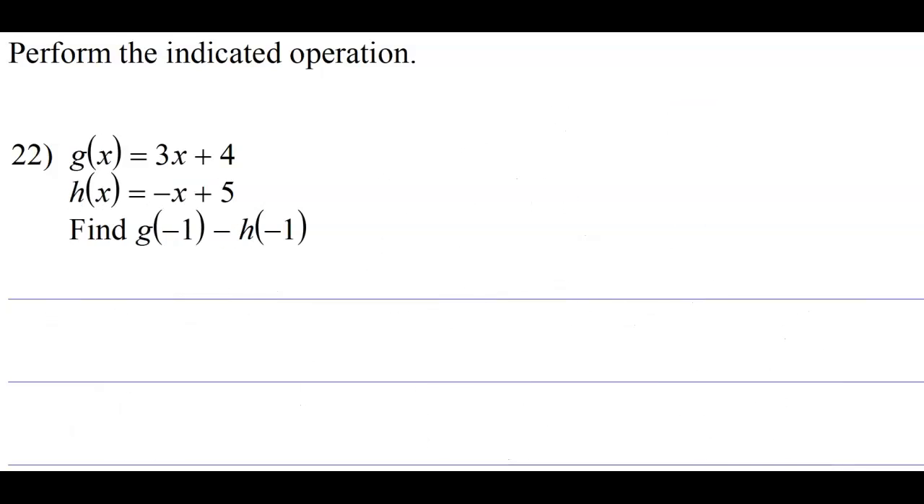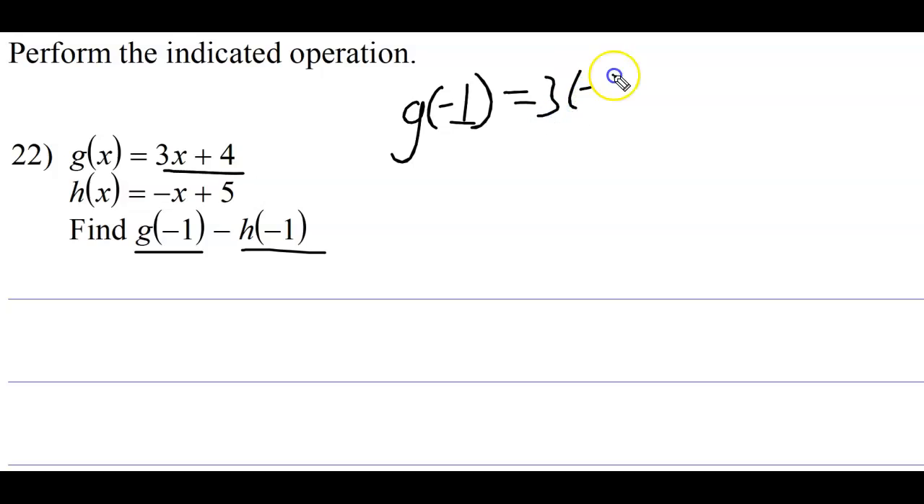Moving on a little bit. Now, notice something here. This is asking for g of -1 minus h of -1. So first of all, let's figure out what g of -1 is. What that means is you're going to plug -1 into the x for the g function. So that would look like this.